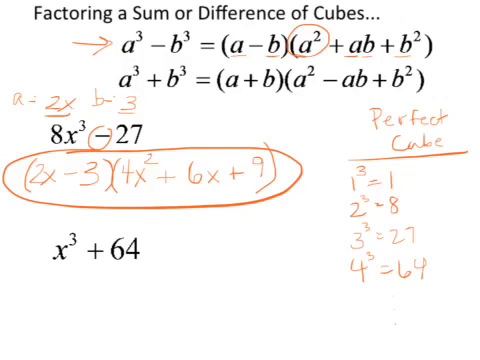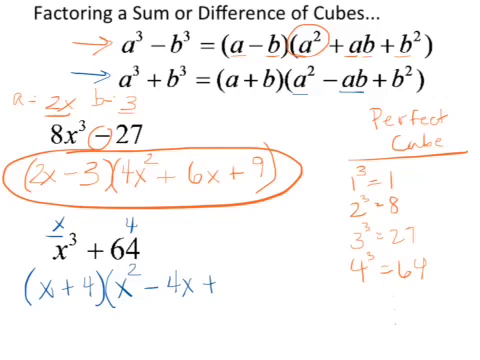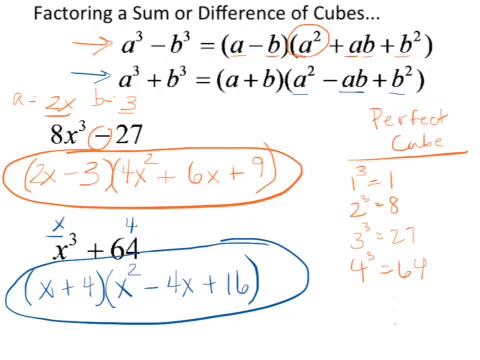And last but not least, what's the cube root of x cubed? X. What's the cube root of 64? 4. It has a plus in the middle, so I'm going to use the plus formula. So it says a plus b, x plus 4, and then a squared. So I'm going to take a, that's x, and square it, x times x, minus a times b, x times 4 is 4x, plus b squared, that's 16. 4 squared is 16. And I'm done. I can't factor that anymore. So that's how we use our sum and difference of cubes formula.